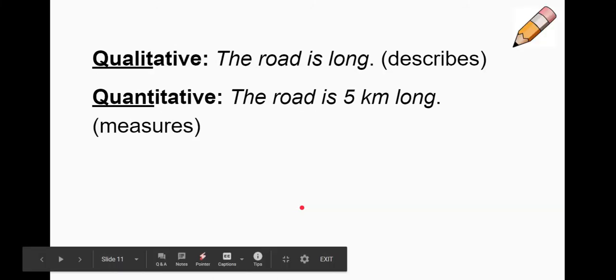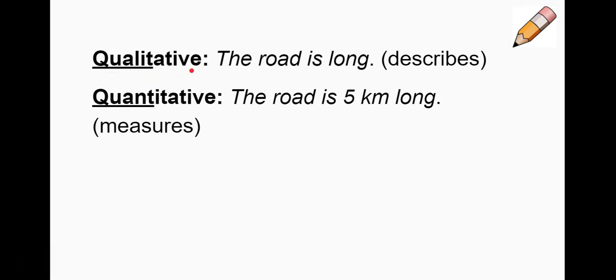So, the road is long is a qualitative description because it's describing a quality of the road. It's just long. A quantitative measurement is something that measures the road. So the actual distance of that long road is 5 kilometers. That would be a quantitative, numerical measuring statement about the road.